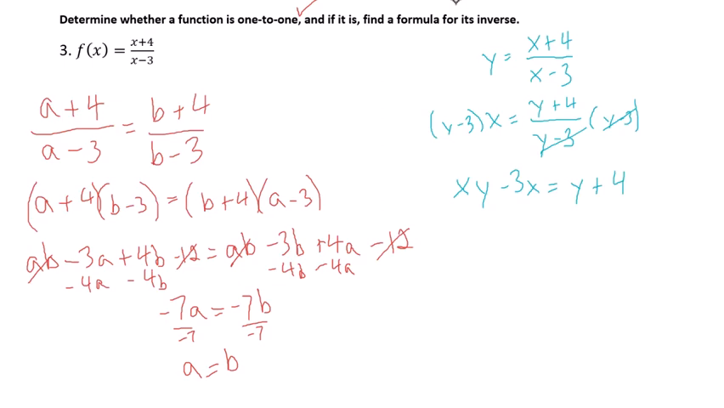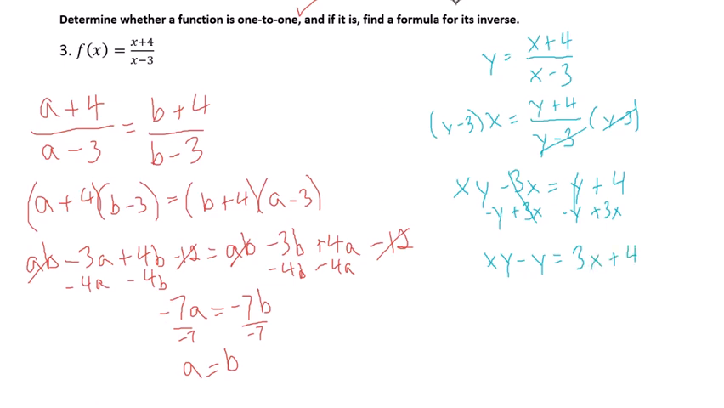Now I need to get all my y's to one side, so I'm going to move this y over. Move this negative 3x over by adding 3x. And so that cancels and that cancels. And you get xy minus y equals 3x plus 4.